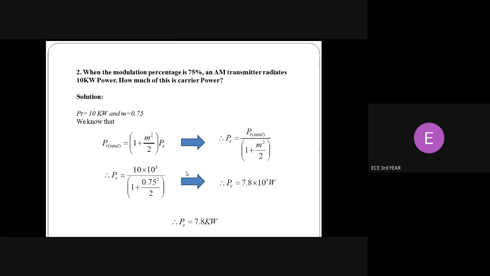Now we shall apply. We know the M square value. The modulation percentage is given, so from that we can get back the modulation index value. So we get back the M value from that.